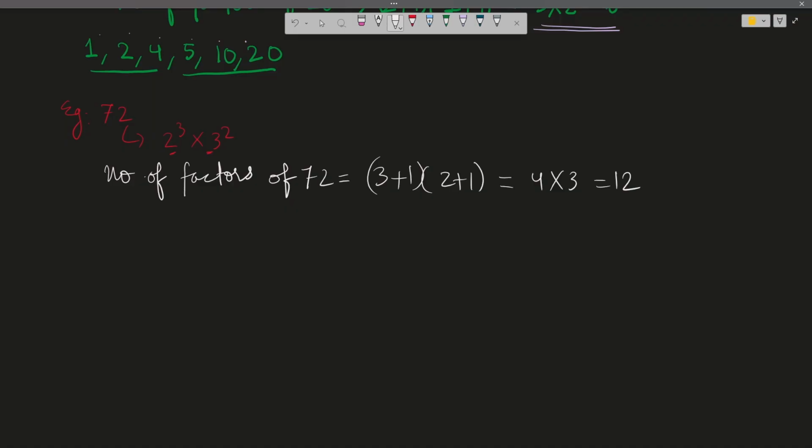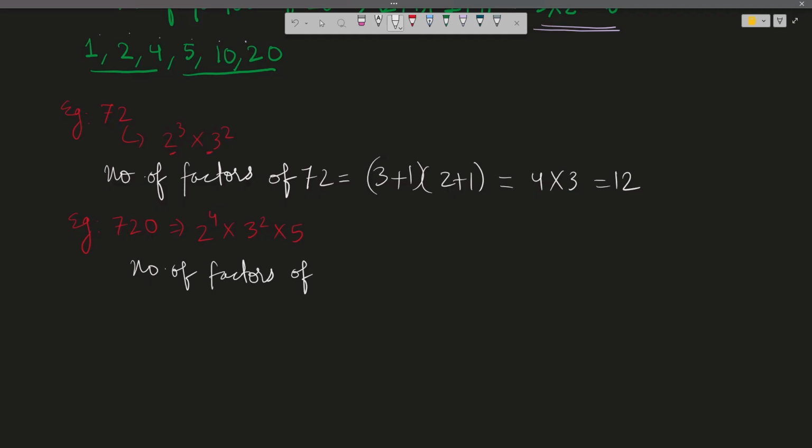Because the number 72 is not very large, it is a small number. But even if we take a very big number, for example, a number like 720. In the case of 720, it could be expressed as 2 to the power 4, 3 square, and 5, right?